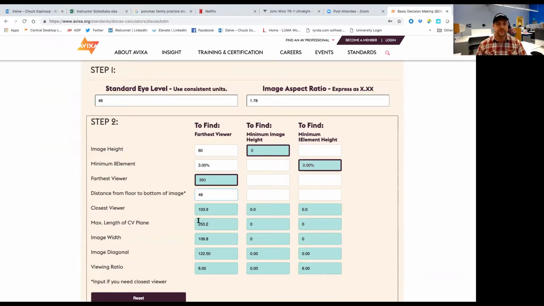Yes. Okay. So the max length of closest viewer plane. What this is, if I went from the center of the display and went out to 103.9 inches, 104 inches, I would have 253.2 inches viewing plane. That means 126.6 this way and 126.6 this way. Oh, okay. So about 10 feet in each direction. Yeah. So whatever that max length of closest viewer plane is, I would divide it into two, and that's left and right.